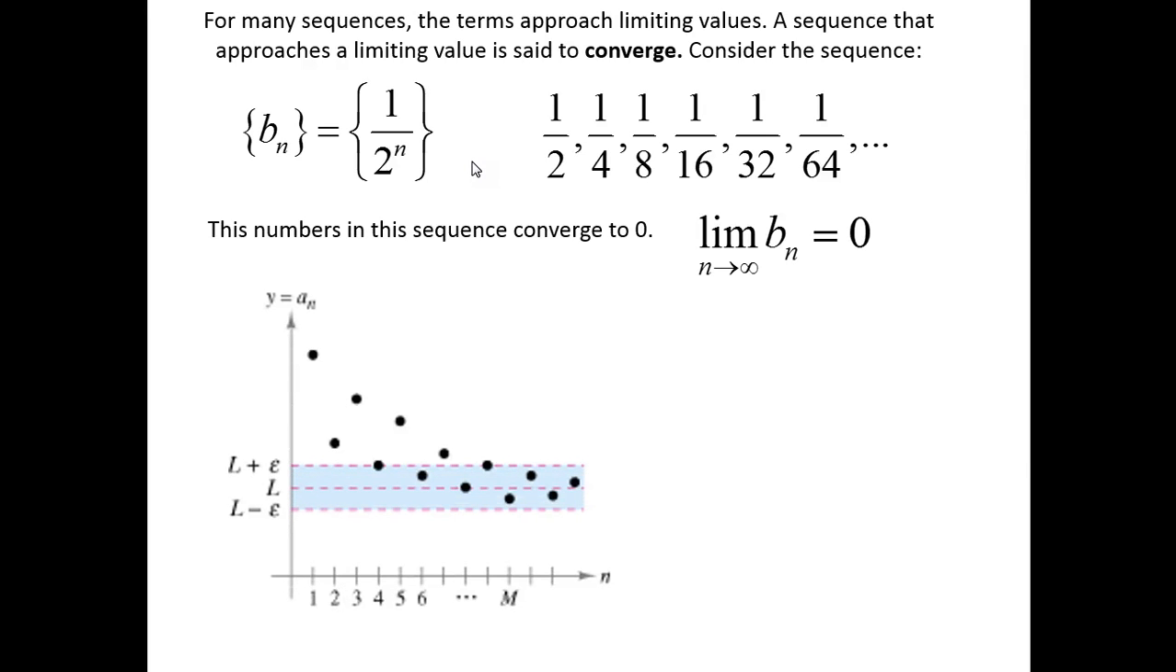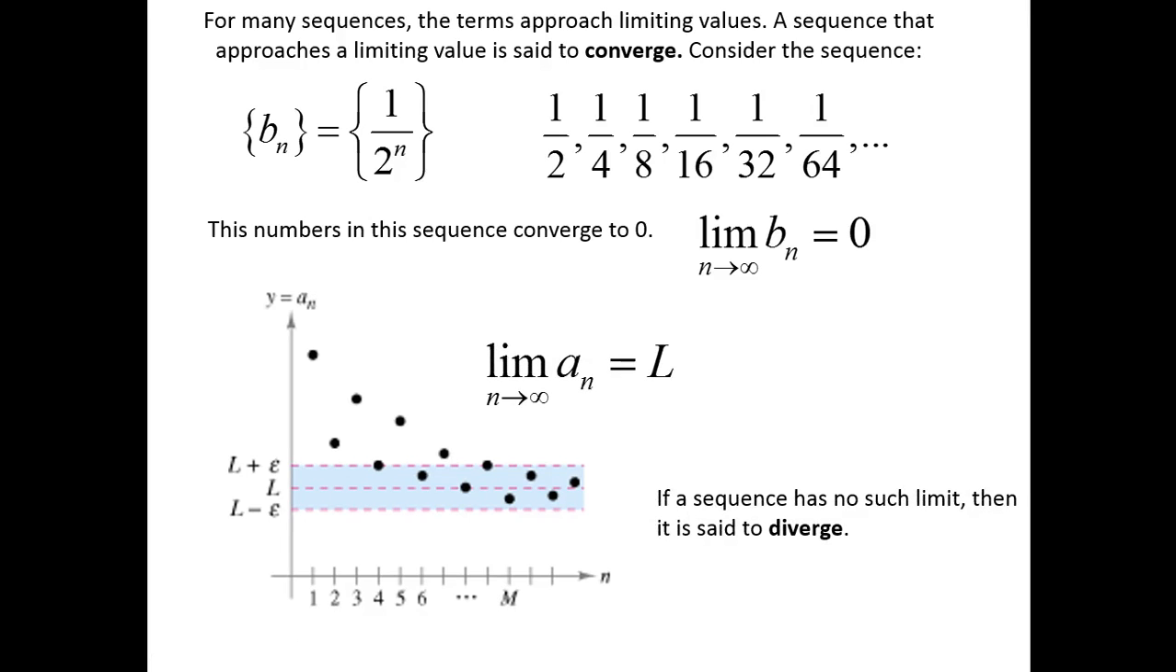A little sketch from the book that talks about what's going on. As n goes out to infinity, we can see the values will get closer and closer. They may go above and below, but they'll get closer and closer to that limiting value. If the sequence has no such limit, then we say that the sequence diverges.